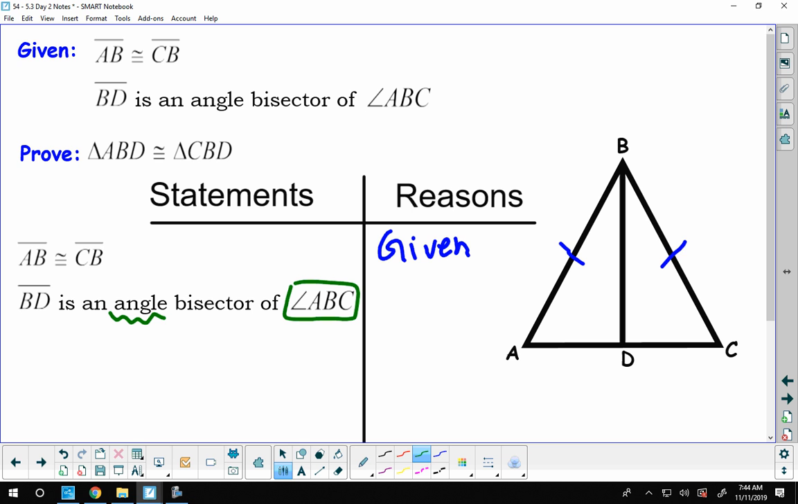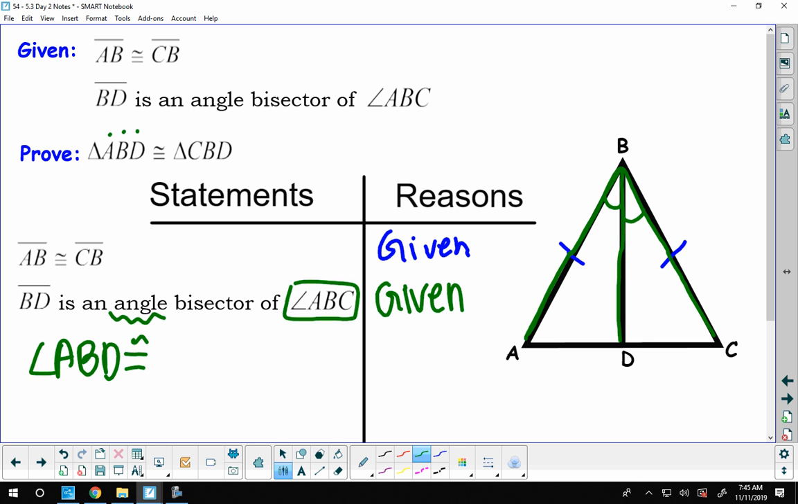So here we have angle ABC, and the angle is getting bisected by segment BD, which means that it is getting cut in half. So we know that this half is congruent to this half. So we can actually write angle ABD is congruent to angle CBD. And that is by definition of angle bisector, because this angle ABC is what's getting bisected.